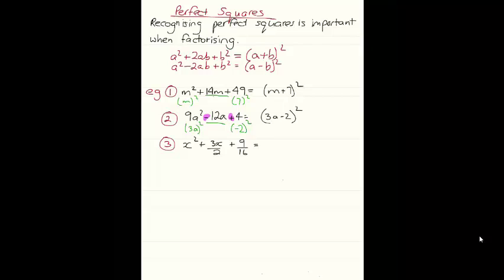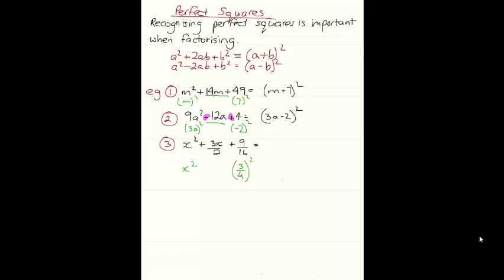Now the ones that can be really tricky are ones like this. This is a fraction, and we don't tend to think of fractions as square numbers, but if you have a look at the numbers 9 and 16, they're both square numbers. So 9 over 16 is actually (3/4) all squared.